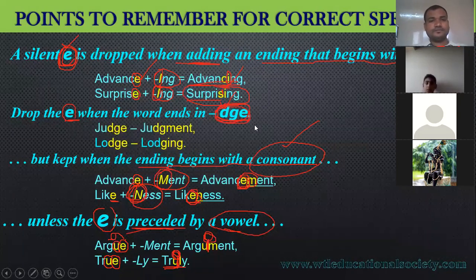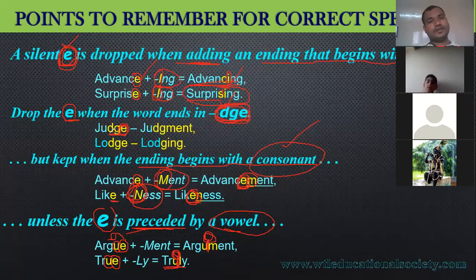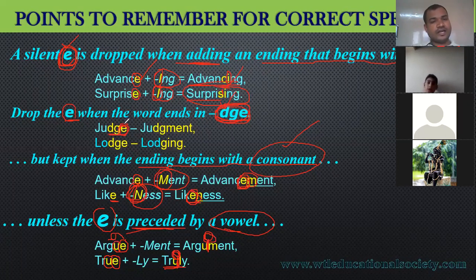For example, judge, smudge. So here, if you observe, judge. In this word, the word ending is letter E. But if you observe the two letters before E, it is DG.